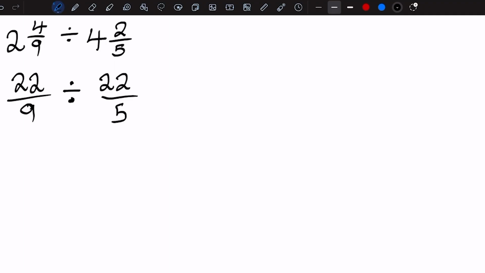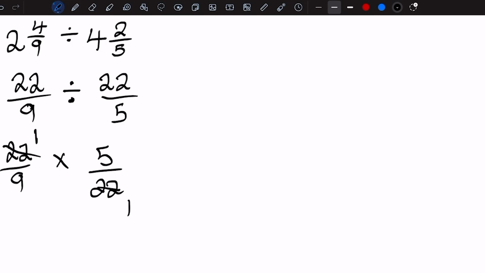So how about the first one? 22 over 9. Change the sign. Then reciprocal. See how fast we reach down here? Let's do our simplification now. So we'll say 22 into itself goes one time. So with that being said, now nothing else can be simplified.